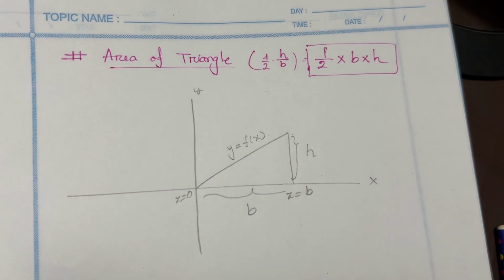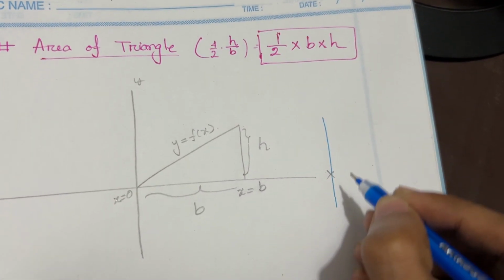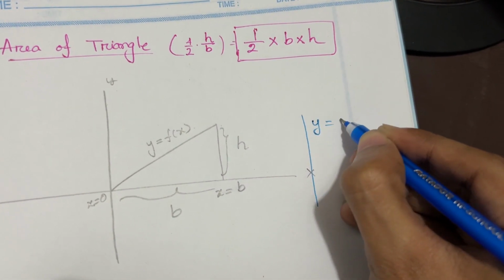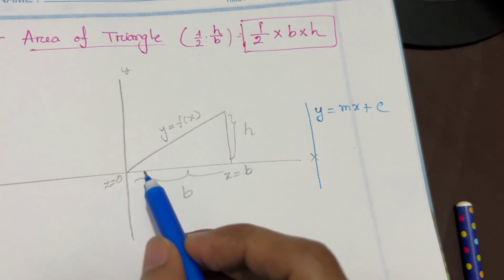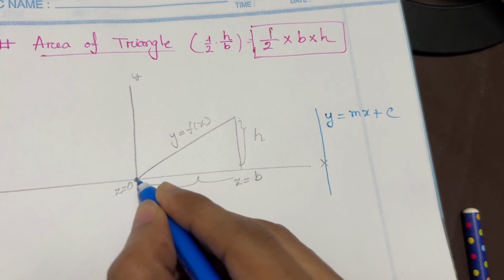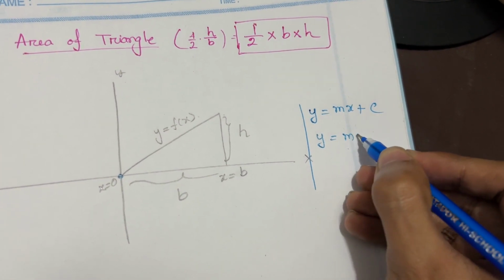Now how can we build this? We need to use the straight line formula, which is, if you just recall it, y is equal to mx plus c. But here c would be 0 because this is the y-intercept and it is starting from the center point, so c would be 0. So the normal equation, y would be mx.